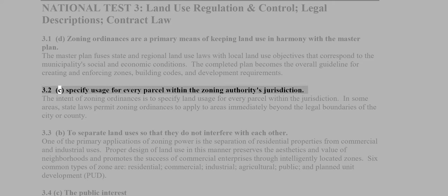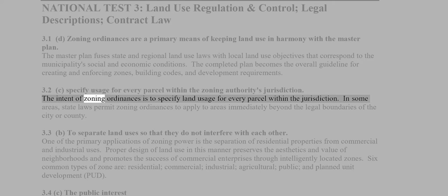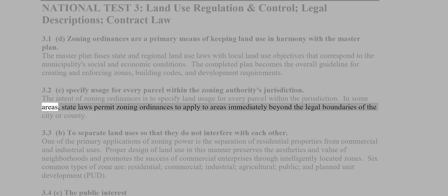3.2 C. Specify usage for every parcel within the zoning authority's jurisdiction. The intent of zoning ordinances is to specify land usage for every parcel within the jurisdiction. In some areas, state laws permit zoning ordinances to apply to areas immediately beyond the legal boundaries of the city or county.